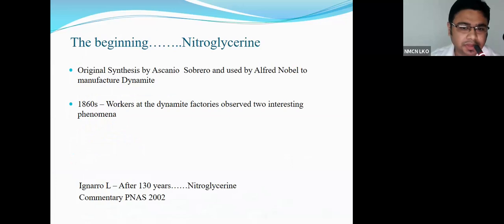So the beginning. It started from Alfred Nobel. This nitroglycerin molecule was originally synthesized by Sobrero, and then it was used by Alfred Nobel to manufacture dynamite. And from this came the invention of nitric oxide, which is also called the endothelial derived relaxing factor.